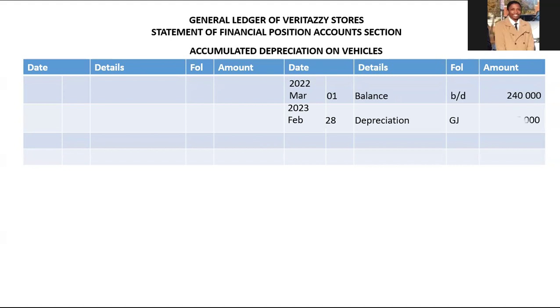Balance it off because this is a financial position account section. And remember, it's a minus plus, okay? It goes up on the credit side.